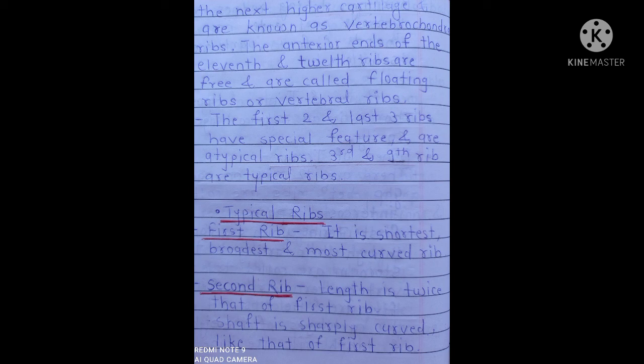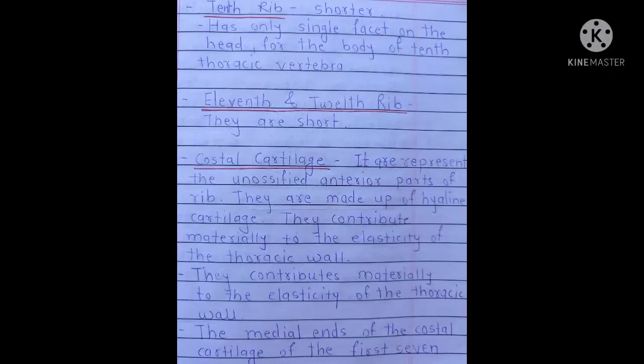Third and ninth ribs are the typical ribs. Atypical ribs. First rib: it is the shortest, broadest and most curved rib. Second rib: length is twice that of the first rib. Shaft is sharply curved like that of the first rib. Tenth rib: shorter and has only a single facet on the head for the body of the 10th thoracic vertebra. 11th and 12th ribs: they are short.